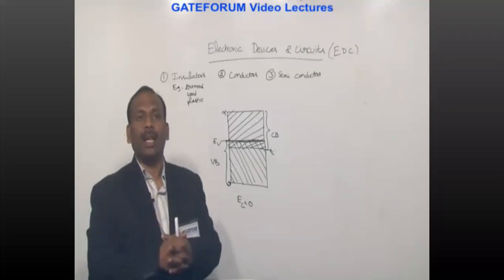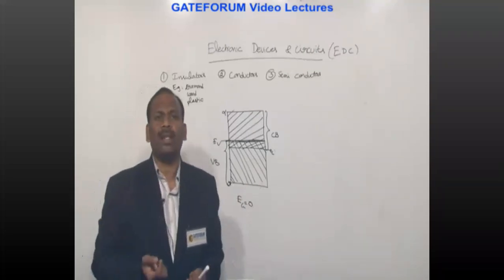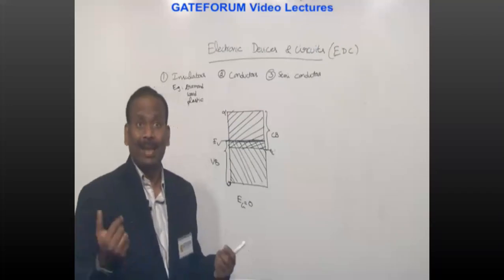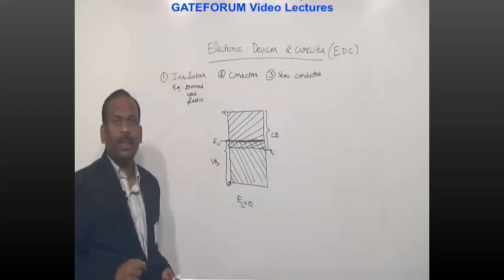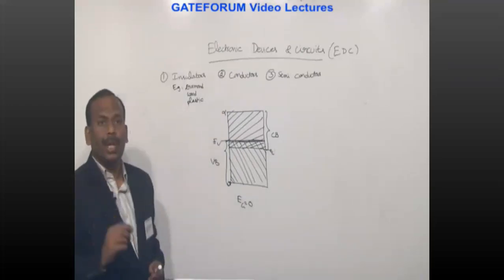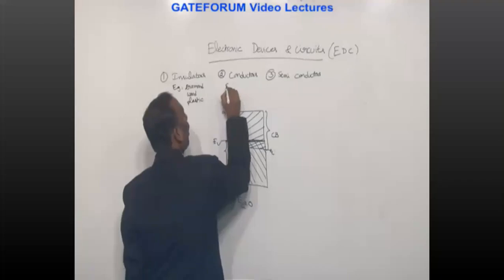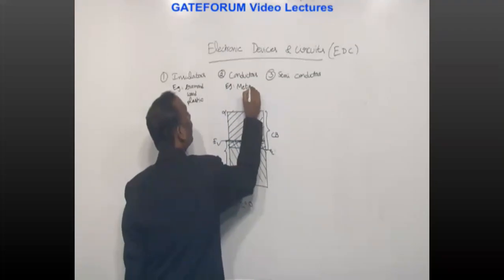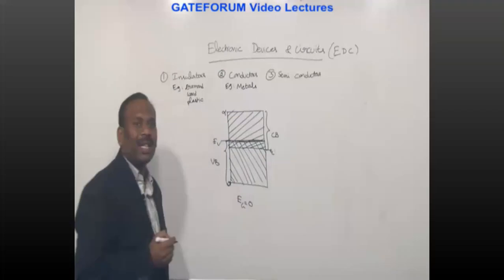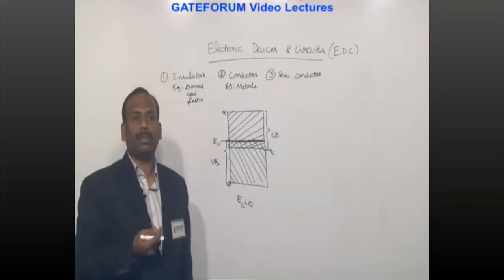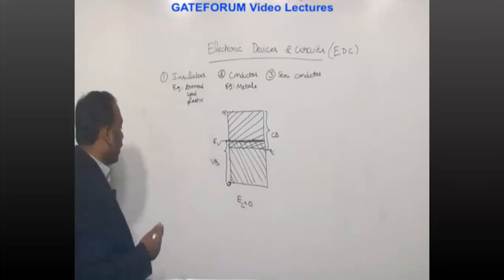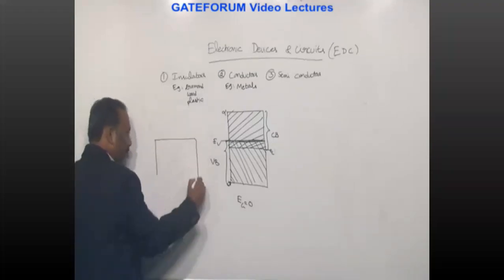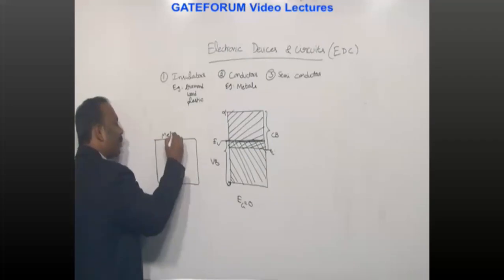Therefore, current will be maximum. More free electrons are available, so current will be maximum. Current is maximum for a conductor, and the forbidden energy gap equals zero. Examples of conductors are all metals. All metals. Copper, for example. Now, the next thing that comes is, take a metal. This is a metal. There are so many free electrons there, or not?